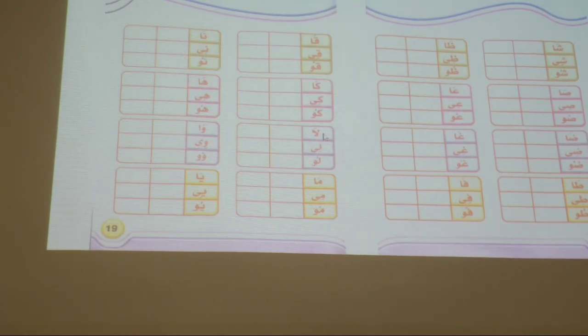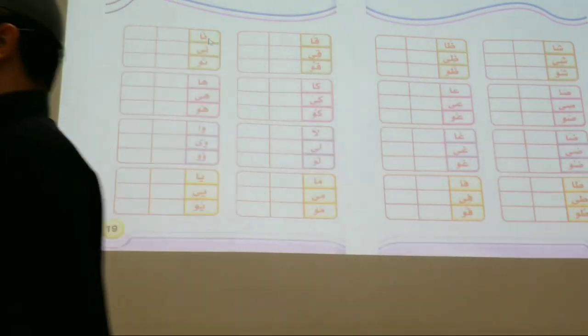The next one, la, li, lu. The next one, ma, mi, mu. The next one, na, ni, nu. So look at this one here. This here, this is a noon, right? Now the difference between the noon, and let me just show you this quickly before we conclude.